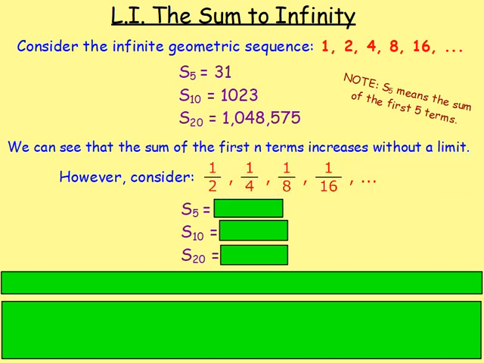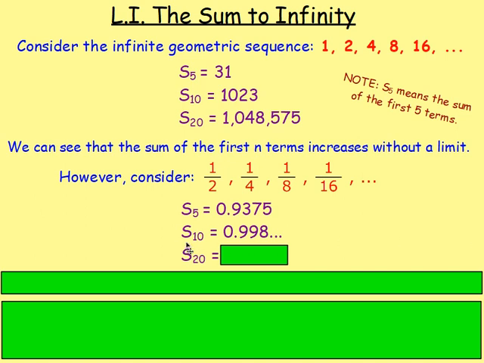However, if you think about this sequence here, we've got a half, then we've got a quarter, then we have an eighth, then we have 1/16. So we're going to be halving the previous term in order to get the next term. If you take the sum of the first 5 terms, you end up getting 0.9375. If you add together the first 10 terms, you end up getting 0.998, and so on.